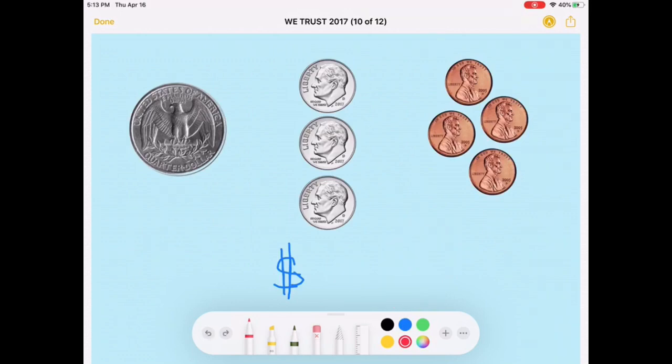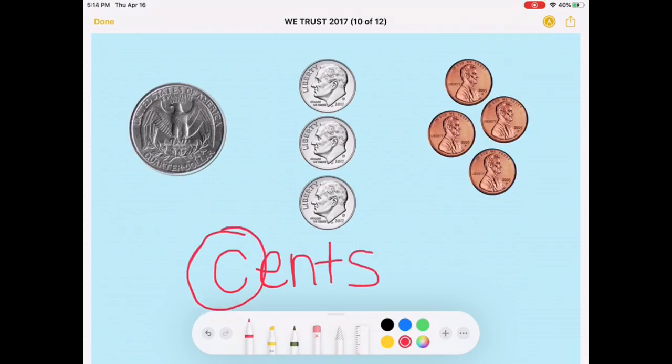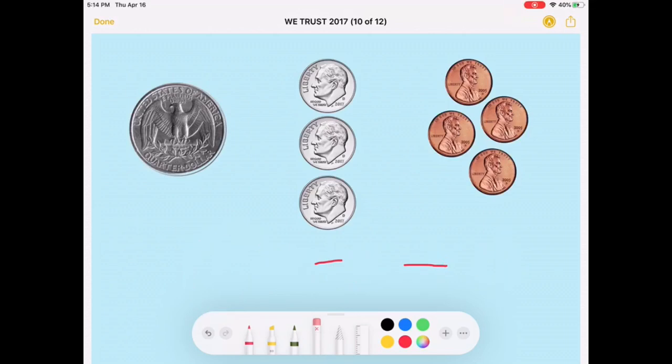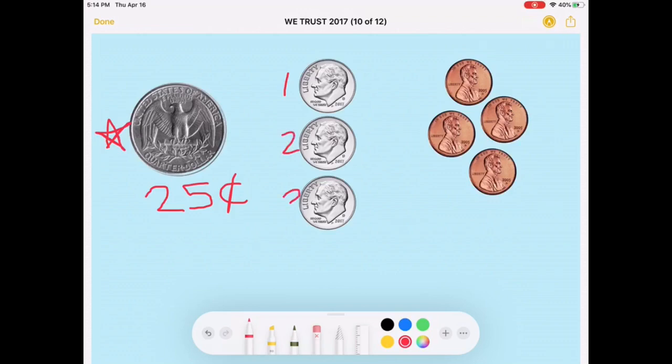If you ever get confused about which sign to use, I want you to remember this. When we spell cents, it has a C in it, which means we use the C sign, the cent sign. So I'm going to erase this and let's count the money that we have. So over here, I'm going to start. I've got a quarter. We know that a quarter is worth 25 cents.